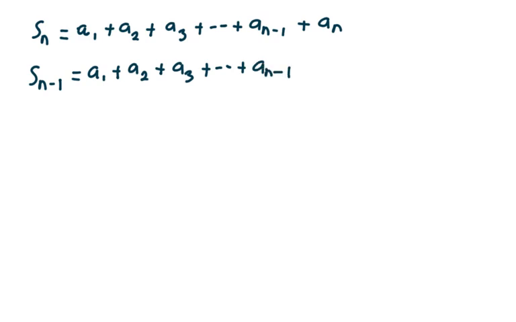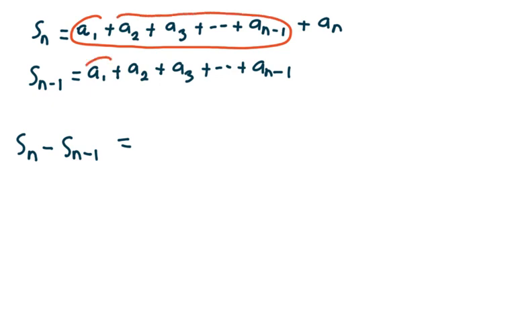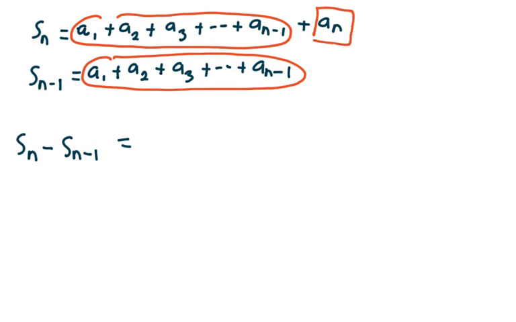Okay. Now, notice how they're lined up perfectly. So Sn minus Sn minus 1 is. Now, notice how all the terms up to an minus 1, I'll use red, up here, will cancel out all the terms down here. And then can we agree an is what's left over? Okay. Now, that's the hard part.